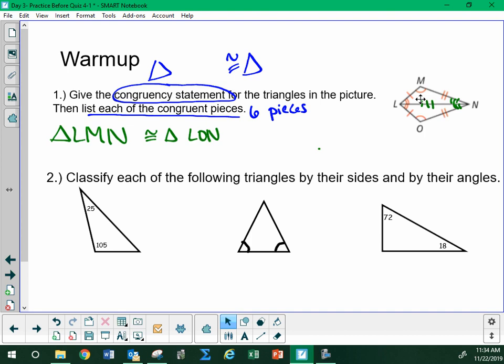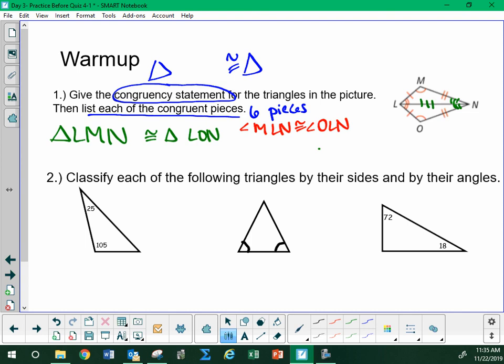Now it says to list each of the congruent pieces. Again, in triangles, we have 3 sets of angles, 3 sets of sides. You can either pull it from your picture or pull it from your statement here. Now, unfortunately, our picture has some shared vertices. So although I can say angle N and angle O, I can't say angle L because there's 2 different angles there. So I'm going to start off by listing my angles. So I have angle NLM. I have to use 3 letters for that. Is congruent to angle OLN.